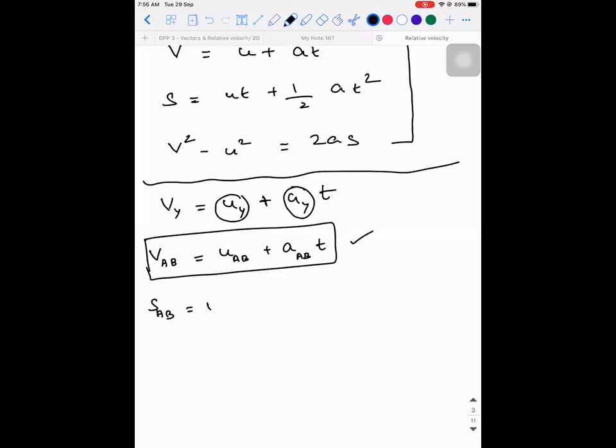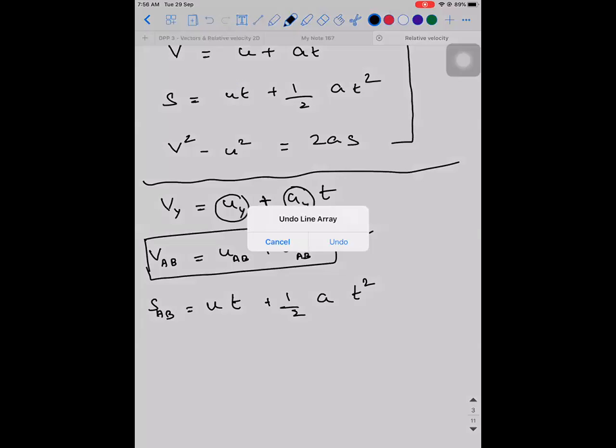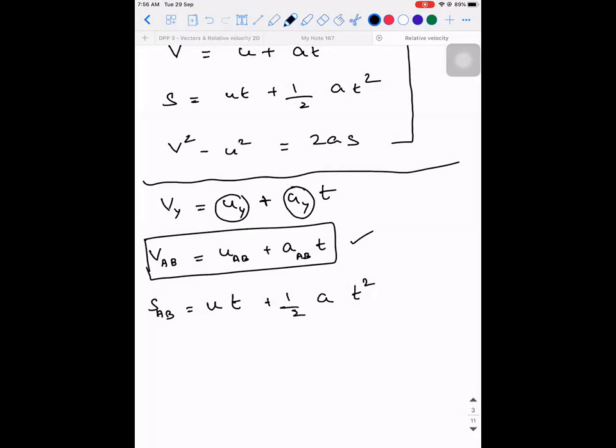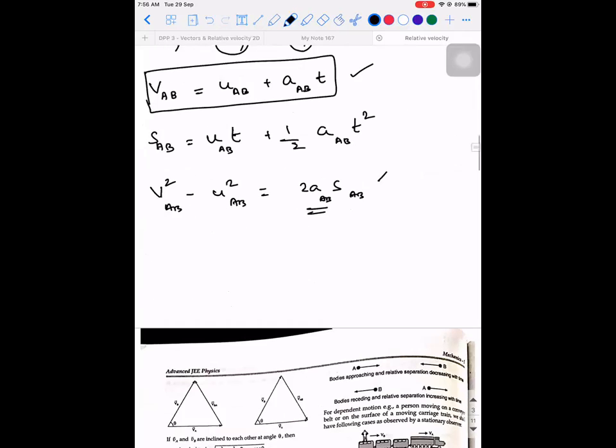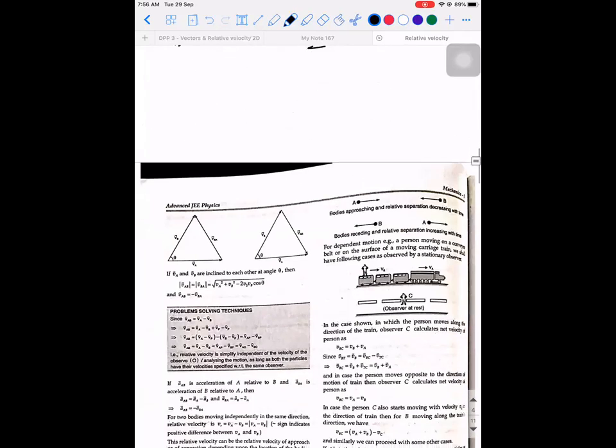Can someone finish it? U, it is UAB, and here it is AB, AB, AB. I hope it's clear. Right? Yes, sir. So this is all about one dimension physics. It's a very simple concept and we have seen it.